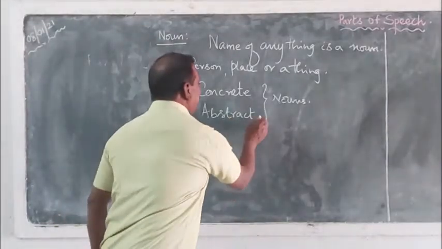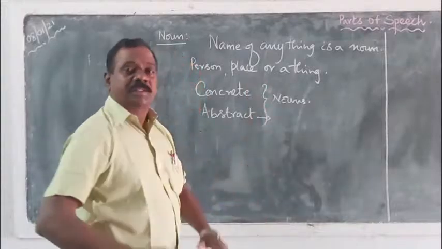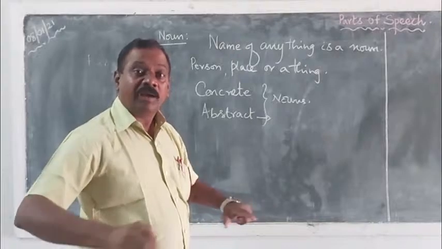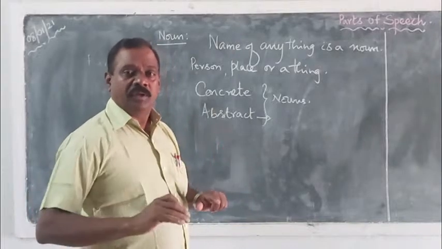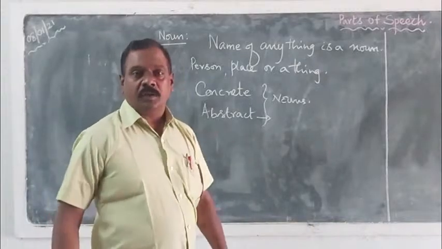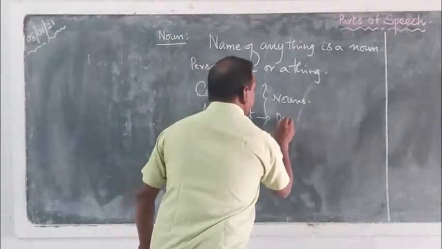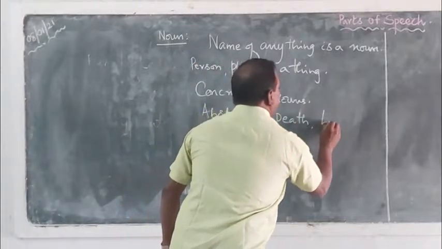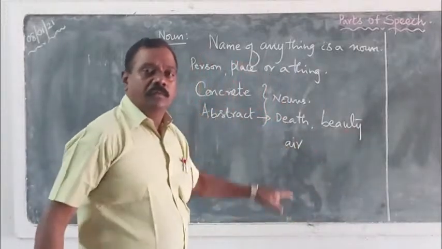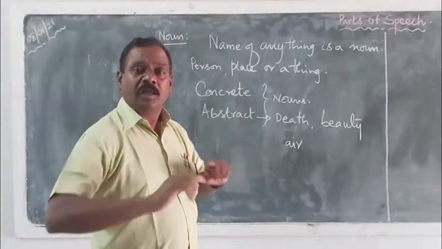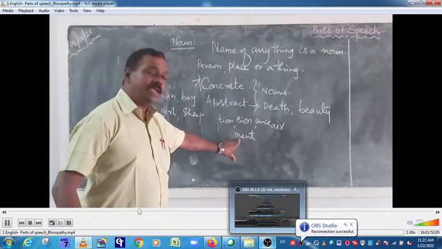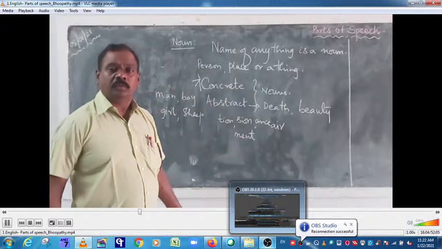When coming to the abstract nouns, the names we cannot see, we cannot touch, and there is no physical shape, physical appearance to it. Those are the abstract nouns. For example, depth, beauty, air. Can we see depth? Really we cannot touch. So, a name of, and there are a few more.